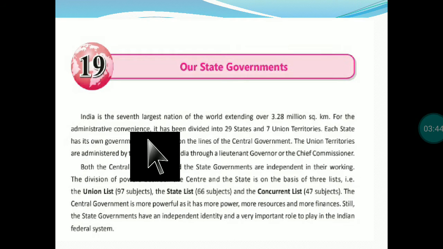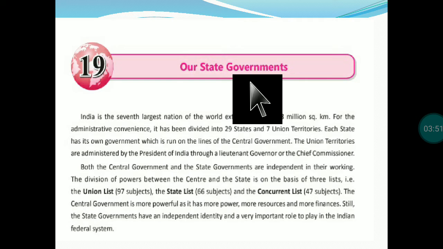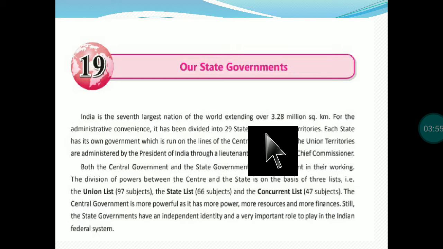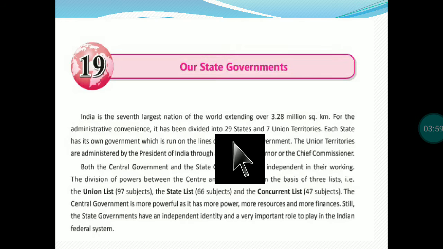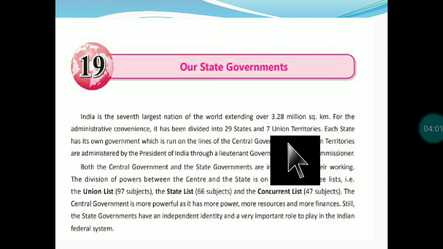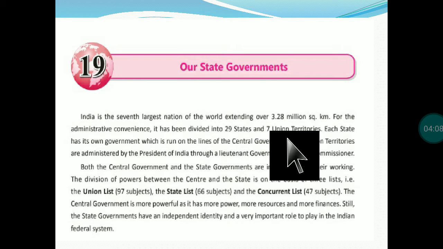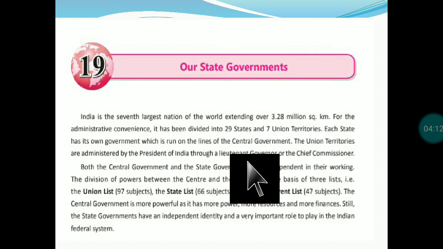Here we have just given you the example of that Indian territory, that is, our state government. It is the seventh largest country in the world, with a 3.28 million square kilometer area and 28 states. Here in the book, 7 union territories and 29 states are mentioned, but this is a wrong description. It is 28 states and 8 union territories.